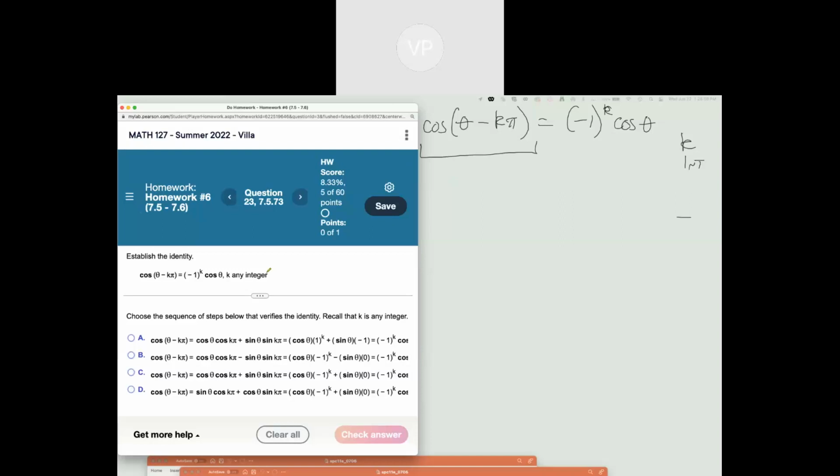Number one, let's do the formula. Remember, alpha plus beta, alpha minus beta here. So that becomes cosine of the first, cosine of the second, this k pi. And then we do the opposite sign. Remember, if this is a minus, we do a plus right here. Then it's going to be sine of theta, sine of k pi.